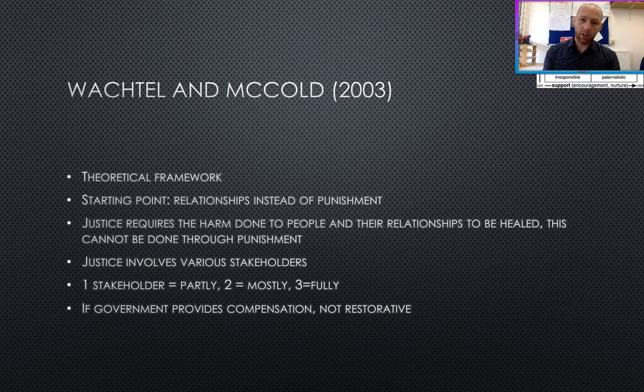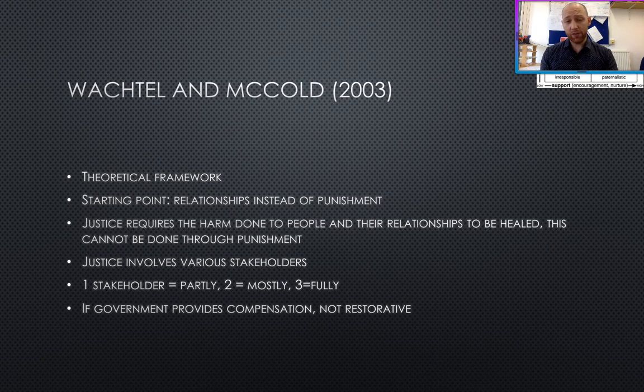Wachtel and McCold, 2003, built a theoretical framework. So their starting point for restorative justice is relationships and not punishment. So it's the relationship between the victim and the offender, not punishing the offender arbitrarily or in isolation. Justice then requires the harm done to people and their relationships to be healed. And this cannot be done through punishment. So often we take a prisoner off, we put them in prison, and that's the last we hear of them until they come out and commit another crime. But it needs to be more joined up.